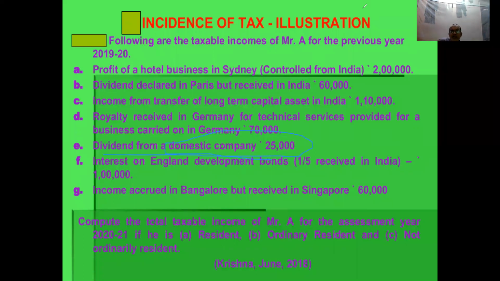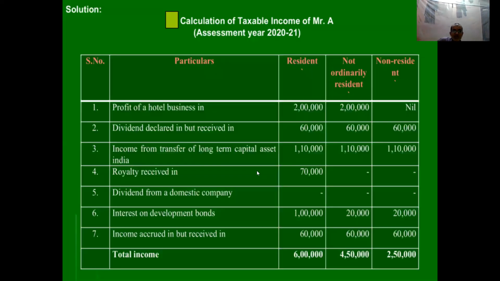It will not attract tax. It is one of the tax exempted conditions. Among the exempted incomes, you can see dividend from a domestic company. So dividend from a domestic company is not taxable. It is exempted income. So a resident also need not pay, a not ordinary resident also need not pay, and for a non-resident there is no question of it.